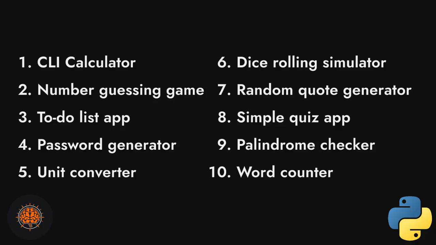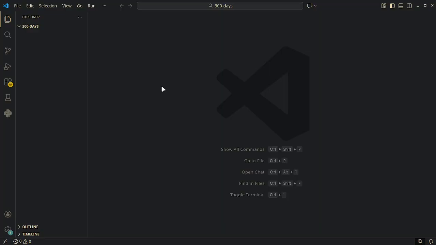Alright, now that we are all set, let's get started with project number 1. So first things first, we'll be creating a simple terminal-based calculator program. So for that, let's create a separate folder called 001.calculator. Then inside of that folder, let's create a brand new file for our Python file, and let's call it main.py.